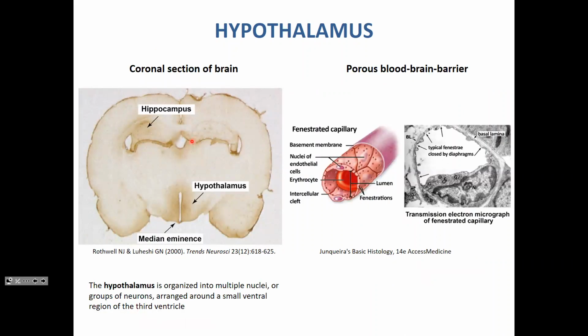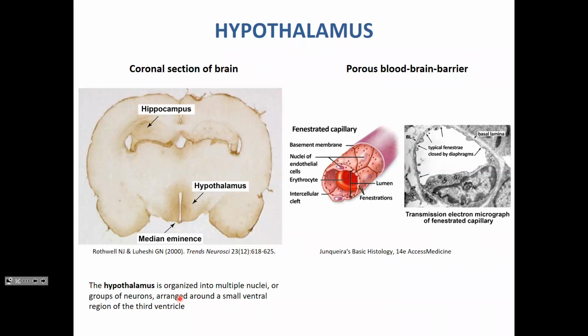In this particular image, I'm showing you a coronal cut through the brain. Right? So here you see the hippocampus, the hypothalamus. This brown material around here is the different nuclei or groups of neurons which make up the hypothalamus. This little thing here, that's the third ventricle. And here's the median eminence, which is the lower portion of the hypothalamus.